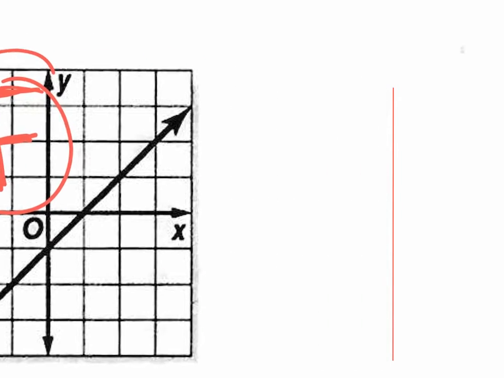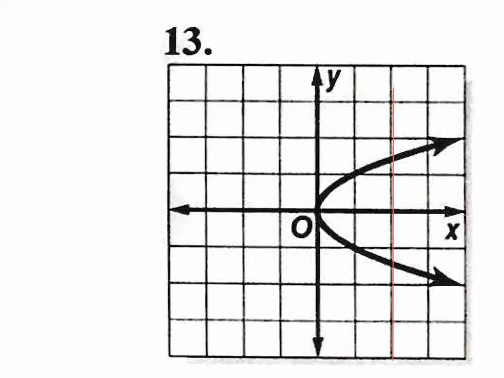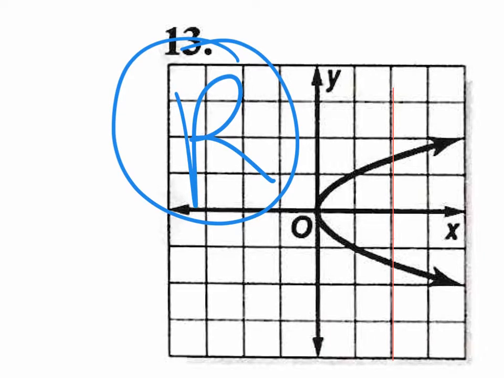Let's move on to number 13. This one does not pass the vertical line test. As you can see, it touches there and there. So the vertical line gets touched twice by this graph. So it's not a function. It fails the vertical line test. It's just a relation. So we put an R right there.